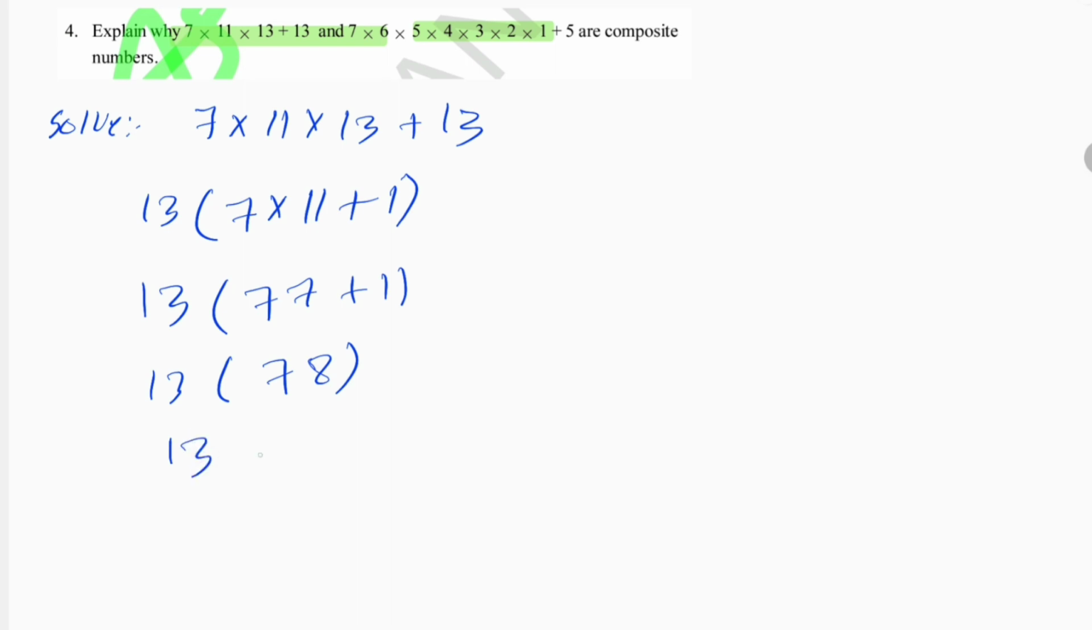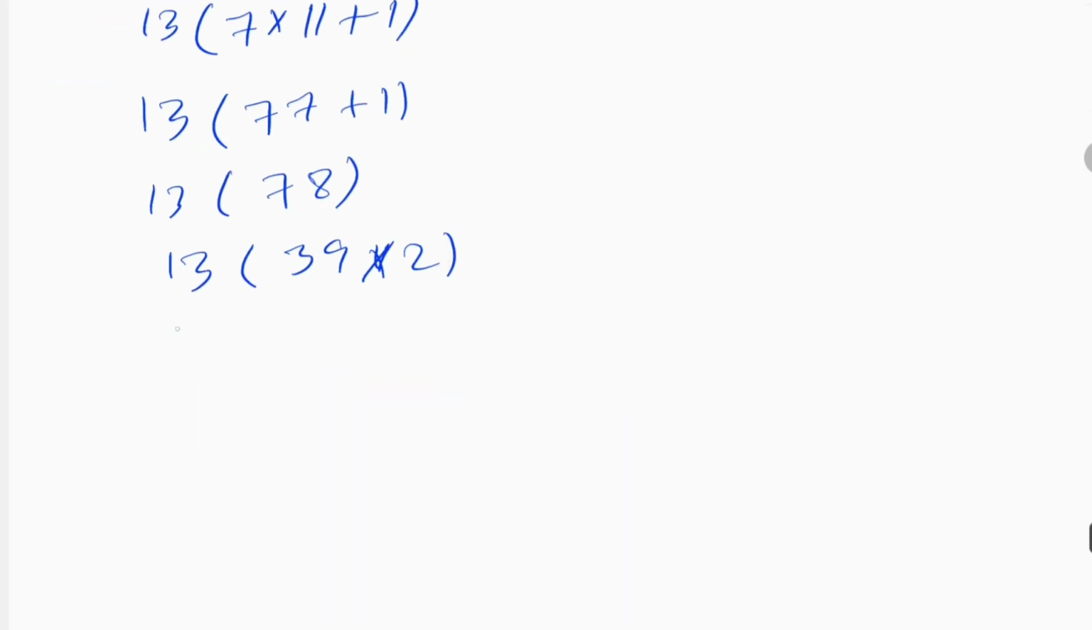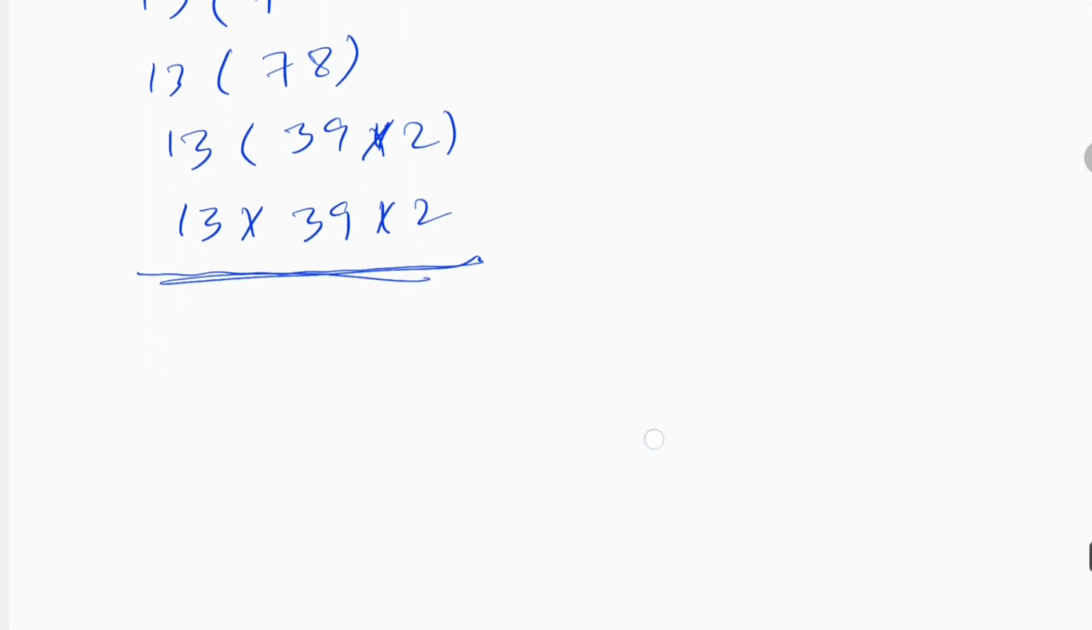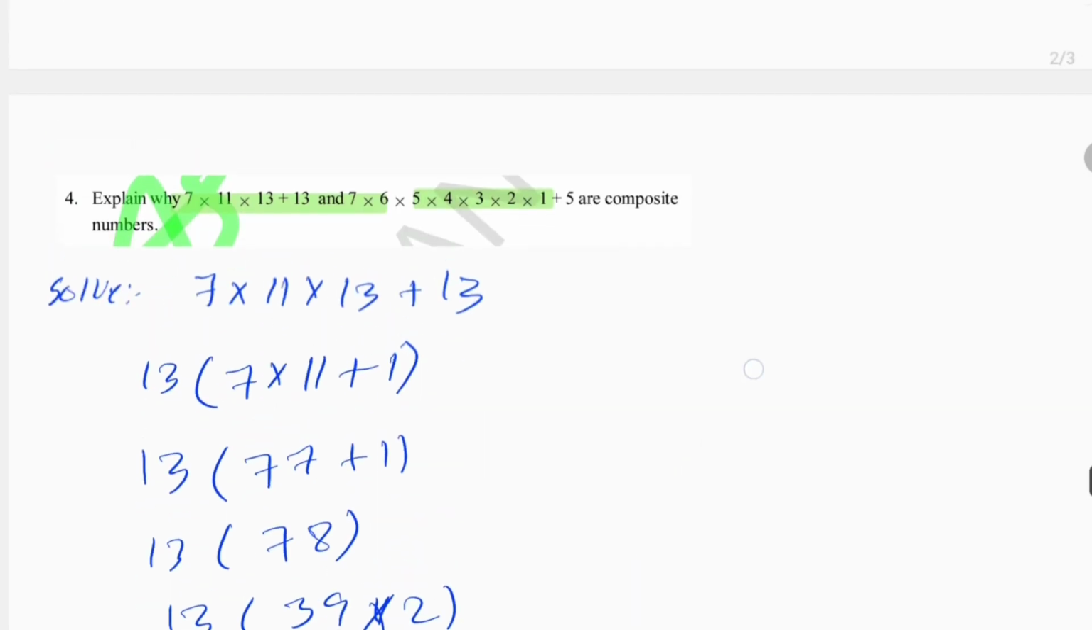Now again we can write 78 in the form of 39 into 2. 13 into 39 into 2. These are all prime factors in multiplication form. So this is a composite number. Now solve the second question.